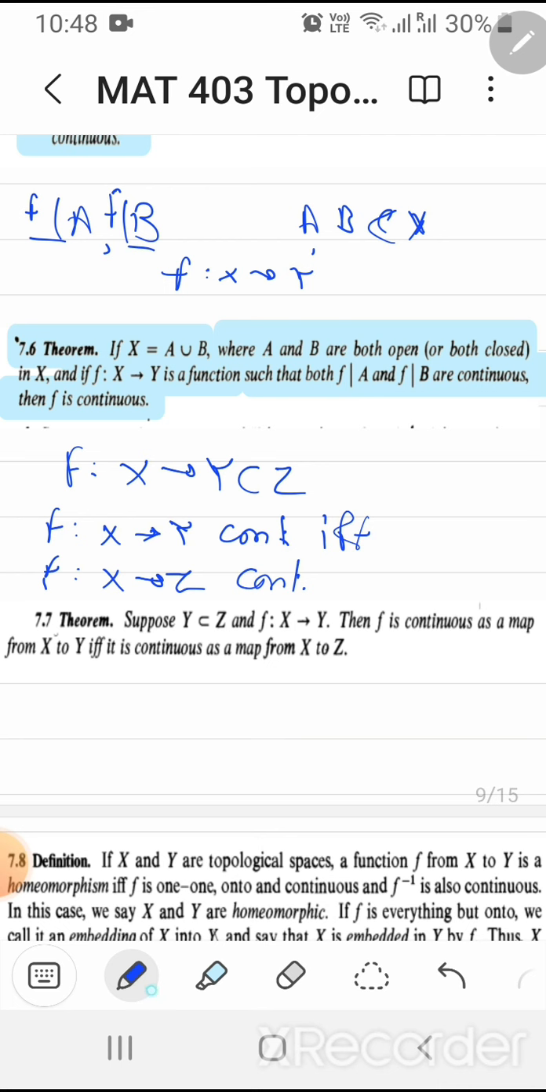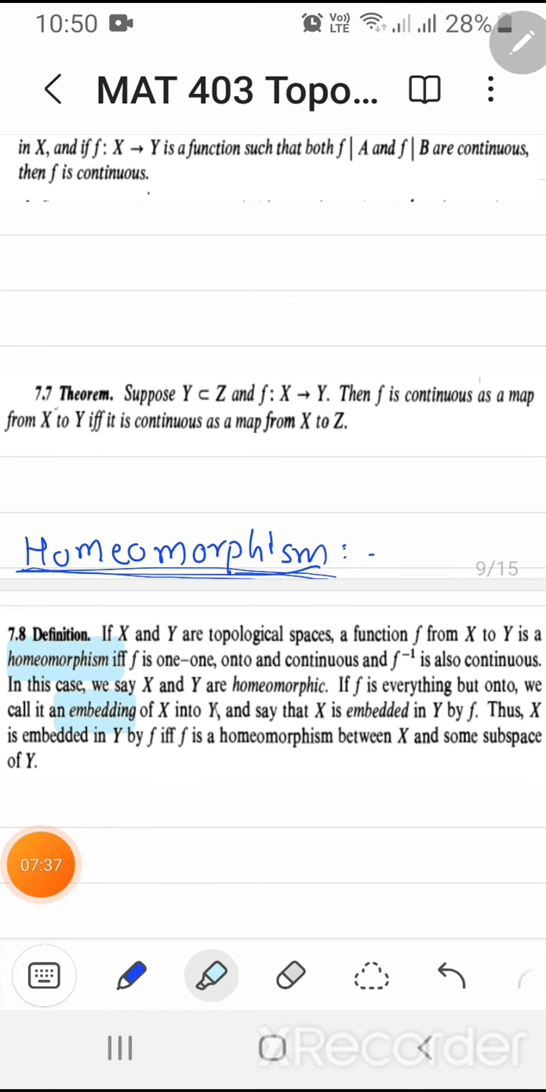Let us see the result. Suppose Y is a subset of Z and f is a function from X to Y. Then f is continuous as a map from X to Y if and only if it is continuous as a map from X to Z.